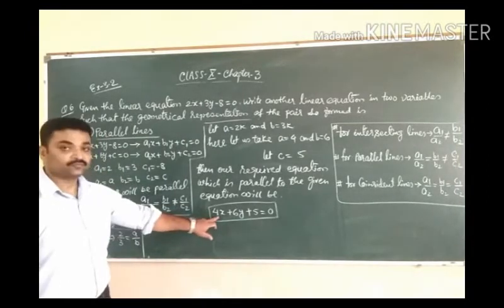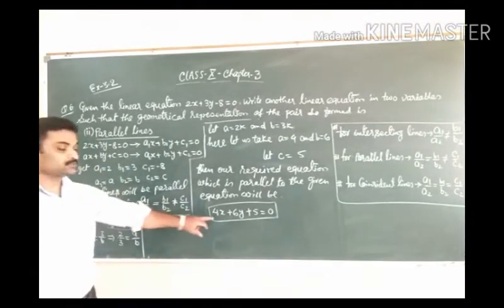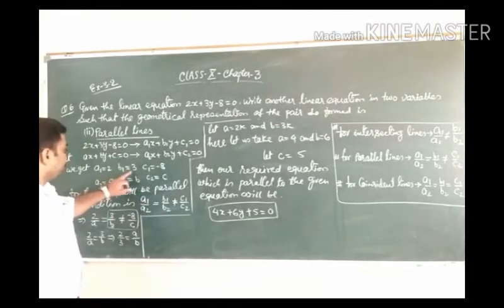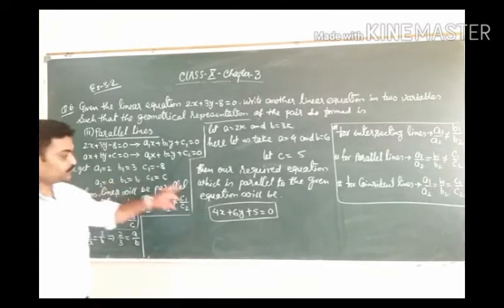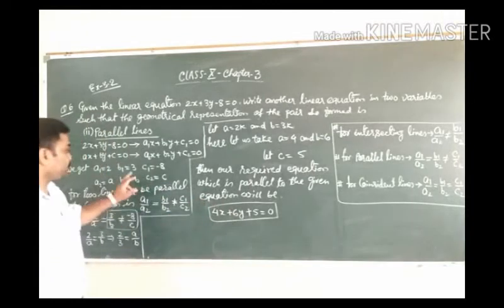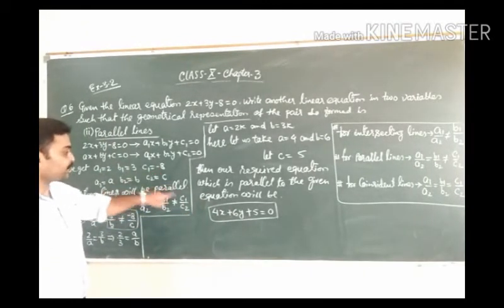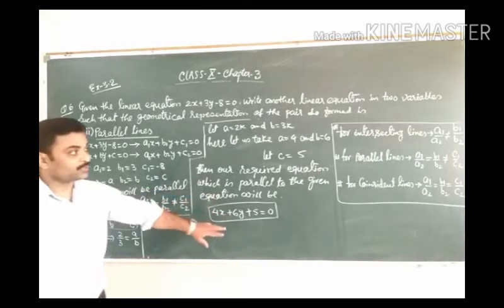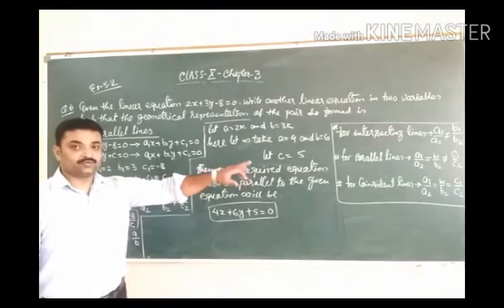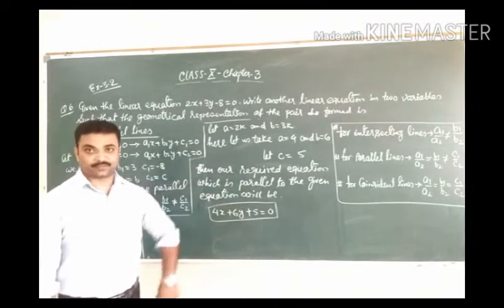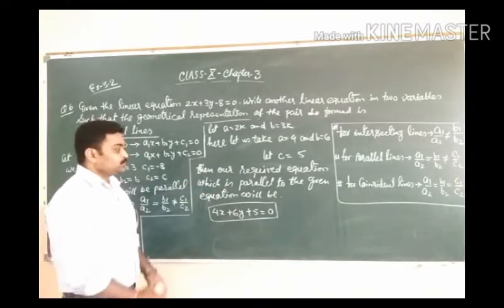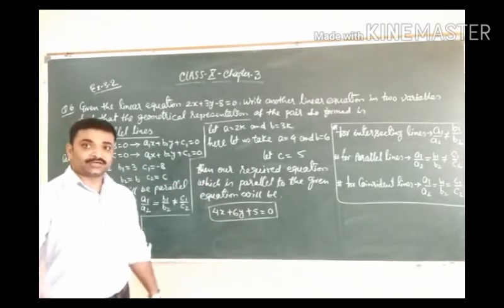a2 is 4. 2 upon 4 is 1 upon 2. b1 is 3, b2 is 6. 3 upon 6 is 1 upon 2. And c1 upon c2 is minus 8 upon 5. So our condition is satisfying. a1 upon a2 is equal to b1 upon b2 is not equal to c1 upon c2. Clear? Okay. So we will proceed to the third part.